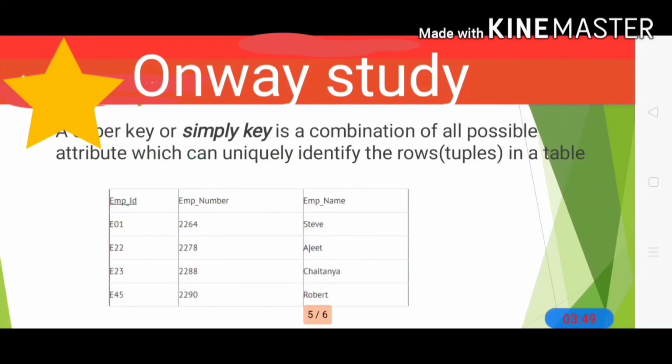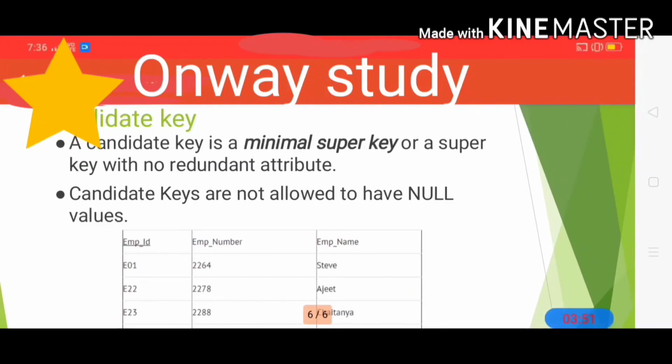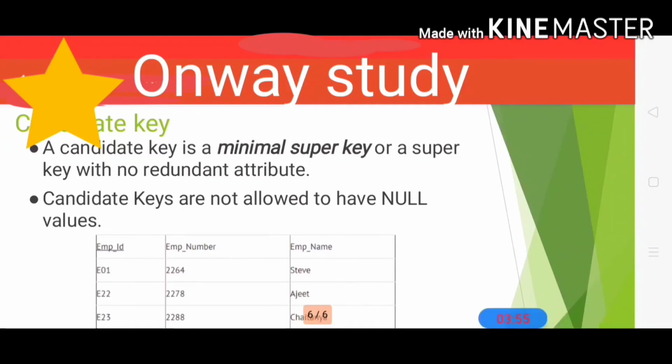Next we see the candidate key. A candidate key is a minimal super key, or a super key with no redundant attribute. Candidate keys are not allowed to have null values. A candidate key is a subset of a super key. Minimum number of keys is called a candidate key.